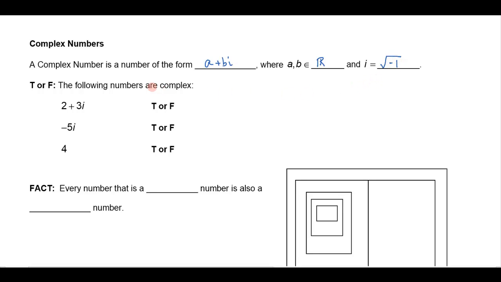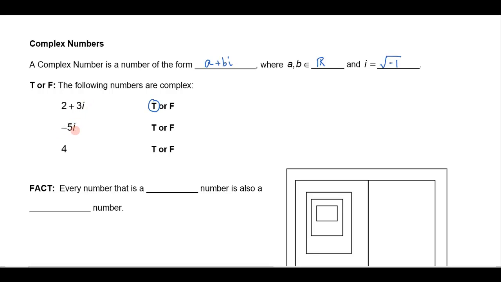Alright, so let's look and see if these are complex numbers. 2 plus 3i. I think if I asked you, is 2 plus 3i a complex number, most of you would say that's true. It's of this form, 2 plus 3i. This is a complex number.